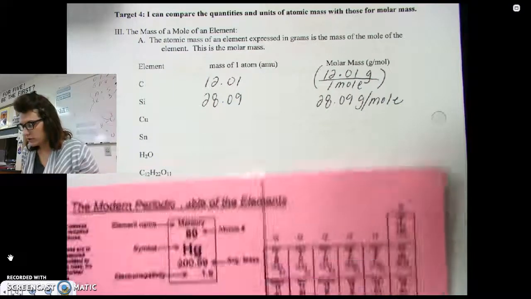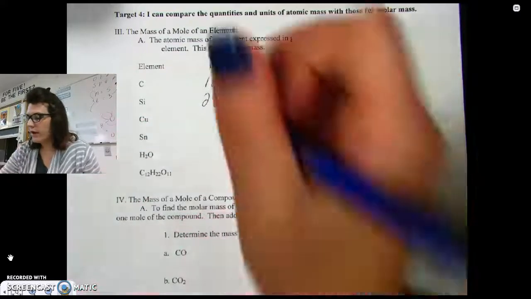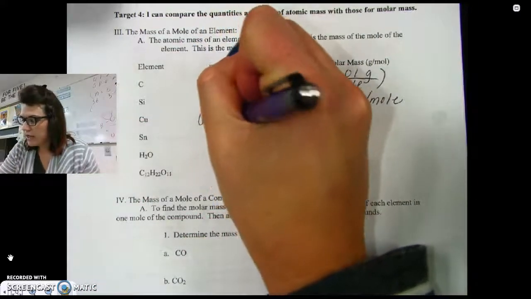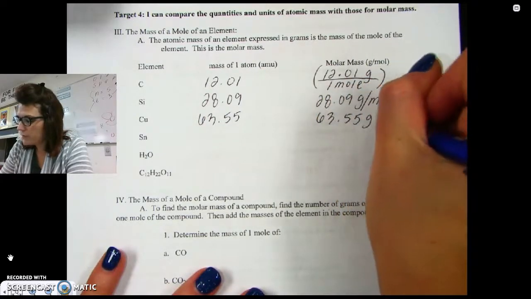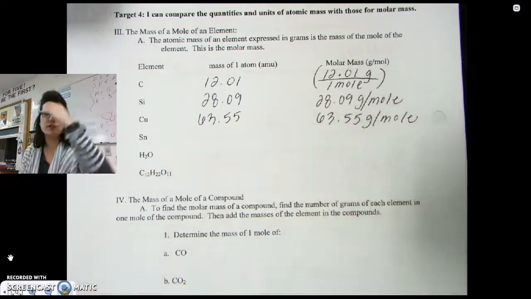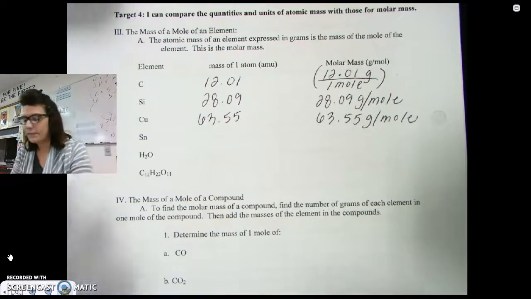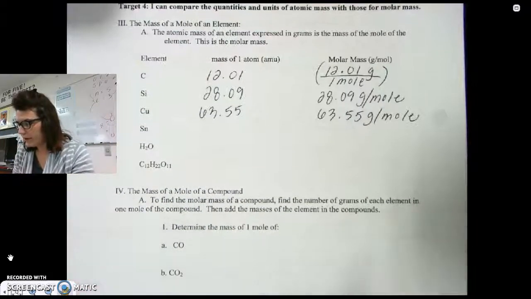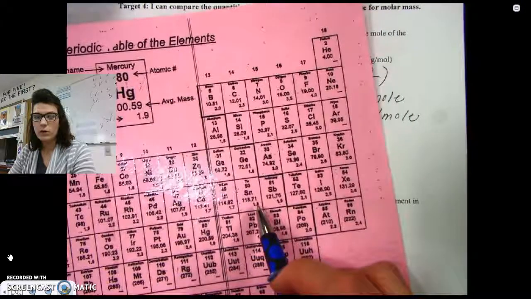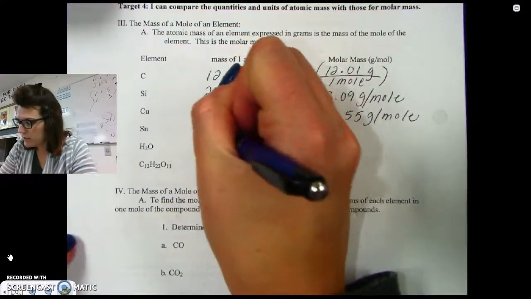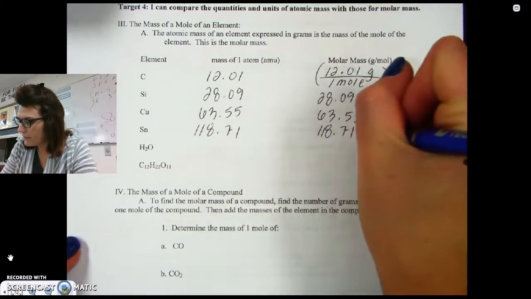Same thing for copper. Let's do copper. So I can say copper's AMU is 63.55. So I can turn that AMU into a conversion factor and say 63.55 grams per mole, right? And then I can use that conversion factor to either go into grams or go into moles, okay? Let's do one more lone element. Tin. Tin is 118.71, which means its molar mass is going to be 118.71 grams per mole.